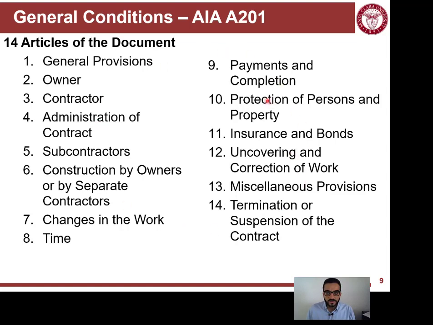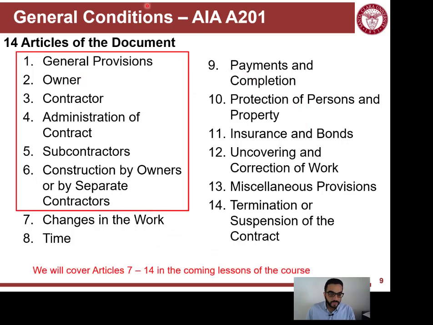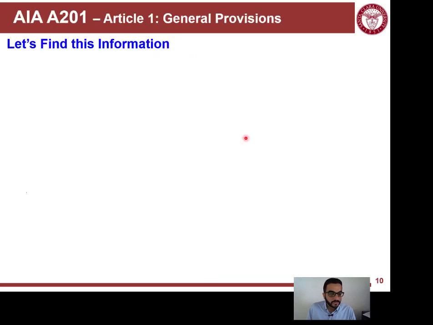The general conditions document, AIA A201, has this outline of articles. When we meet, we'll go over what the first 6 articles cover, and the other articles will be covered in different lessons of this course. Payments and change orders will be covered separately, and disputes will be covered separately. So we will eventually cover most of the general conditions, and discuss the reasoning and justification behind the specific terms and requirements. We'll also do an exercise in class when we meet.